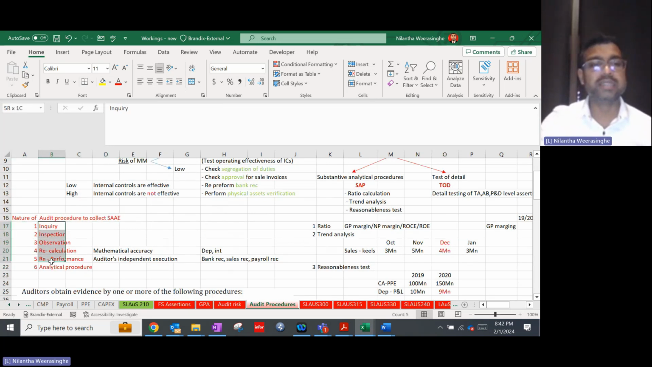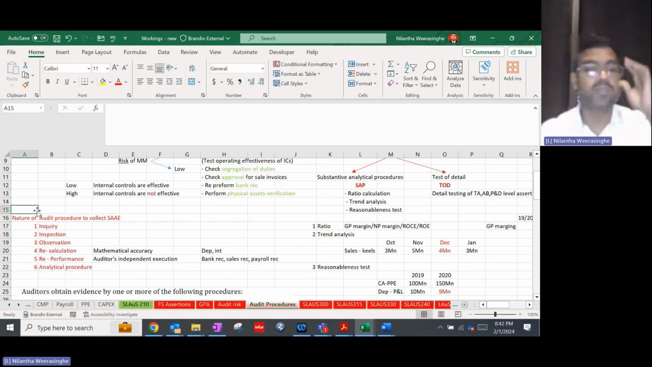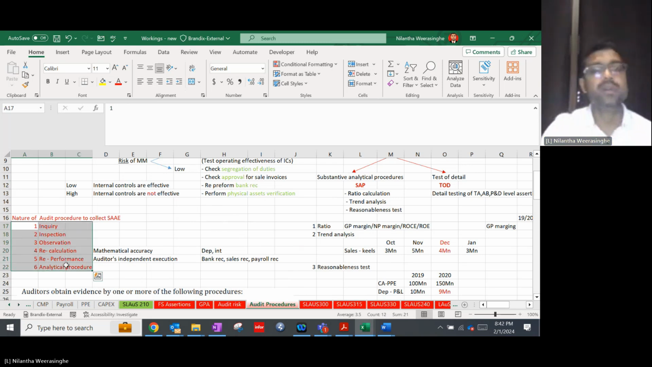But there are 6 natures of audit procedures. Remember, this is a powerful message. There are only 6 ways for you to obtain audit evidence. What are they? Inquiry, inspection, observation, recalculation, re-performance, and analytical procedures. So these are the 6 natures of audit procedures.